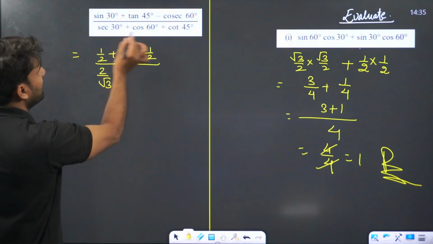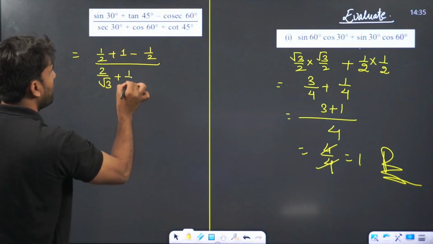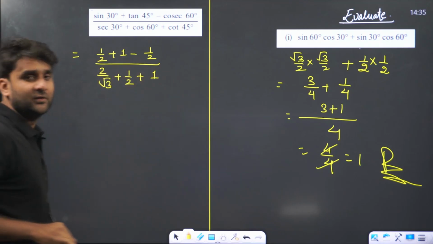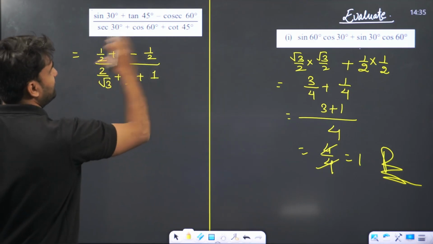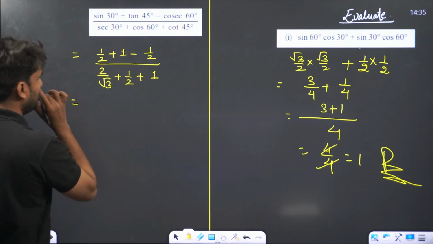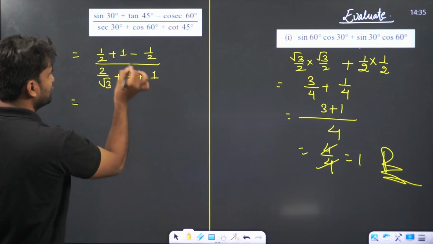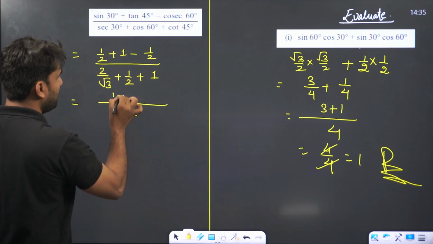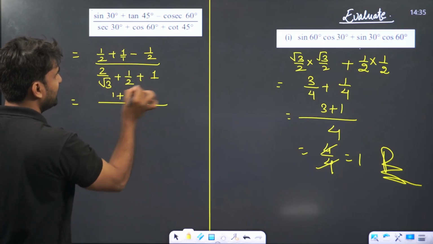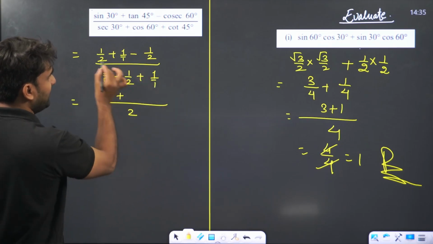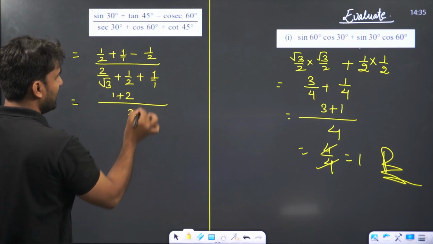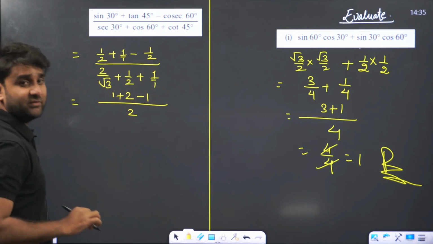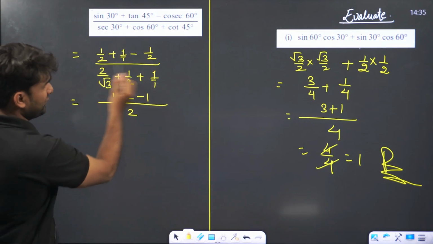Very good. Now cos 60, again 1 by 2. And this is cot 45, this is 1. Clear everyone? So this is also a fraction, this is also a fraction. Let's solve separately. Can we take LCM guys? So we can take LCM in the numerator, so LCM will come 2. So this will be 1 plus, here is nothing, so this is 1. We have taken LCM 2, so 2 will go there. Clear everyone?